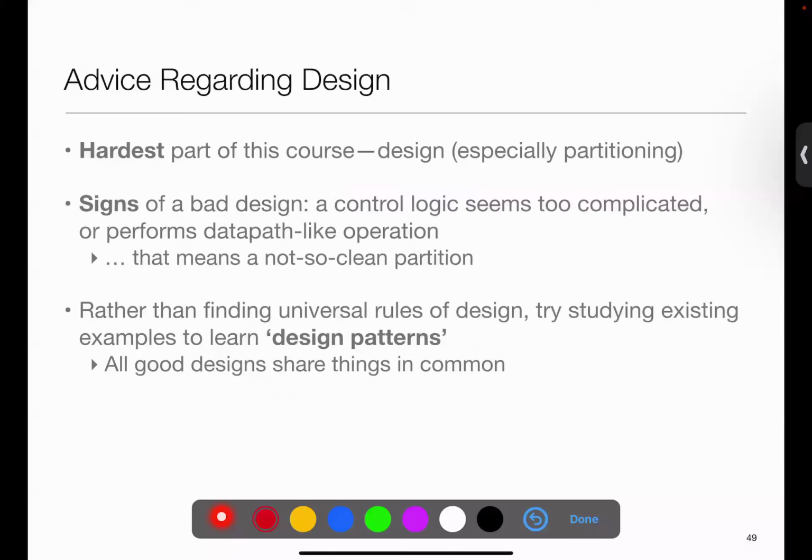So, some advice regarding this kind of stuff. In some senses, good design cannot be taught, in the sense that I cannot give you a recipe for it, no more than I can give you a recipe for how to write software programs. It just comes from thinking and solving lots of different things. What I can suggest is looking at the signs of good design versus bad design. If your control FSM is getting very complicated, that's usually a sign that you did not partition the problem correctly, or at least you are not thinking about the problem cleanly.